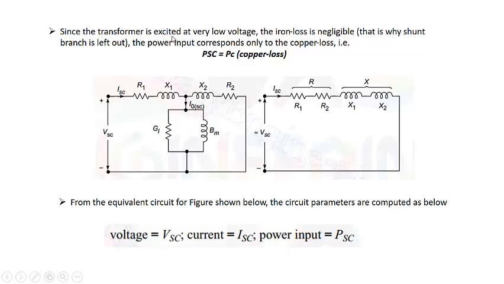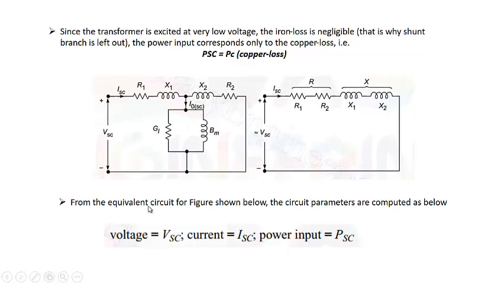Since the transformer is excited at very low voltage, the iron losses are negligible, because only 5 to 10% voltage will be applied across the primary, the high voltage side. The core losses, which depend upon the voltage, will be neglected. Whatever losses occur in this test are only the copper losses. So PSC, the power consumed in the short circuit test, is the power consumed by the winding resistance. This is our final approximate equivalent circuit during the short circuit.